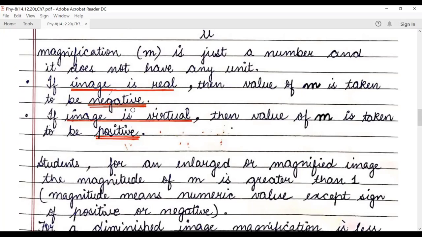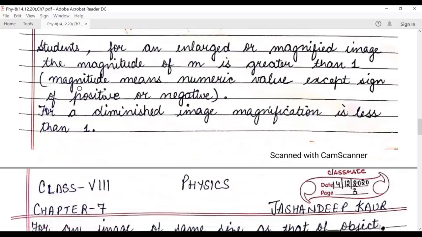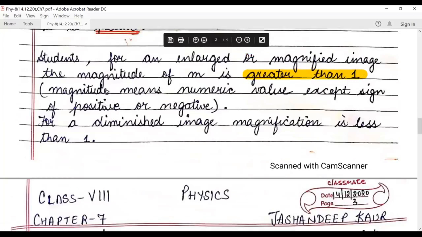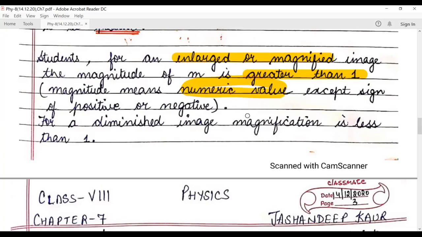Students, for an enlarged or magnified image, the magnitude of m is always greater than 1. This fact is also to be remembered. Students, the word magnitude means only the numeric value. That means you are not supposed to take the sign, positive or negative.